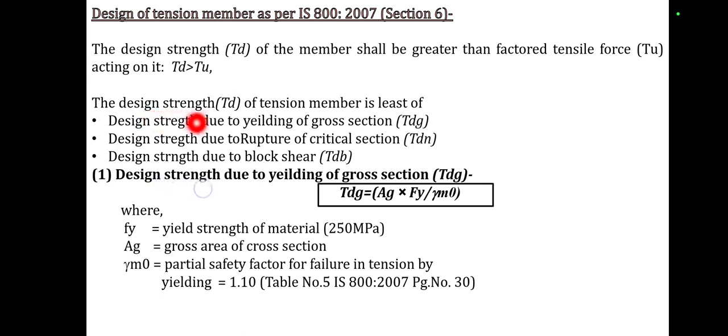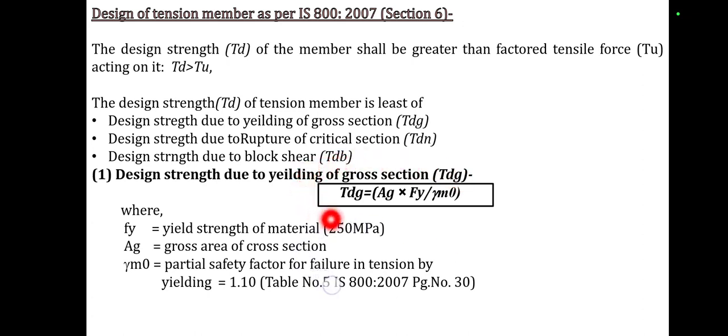The design strength TD of a tension member is the least of: number 1, design strength due to yielding of cross section, denoted by TDG; design strength due to rupture of critical section, that is TDN; and design strength due to block shear, that is TDB. Now the first one, that is design strength due to yielding of cross section, TDG.